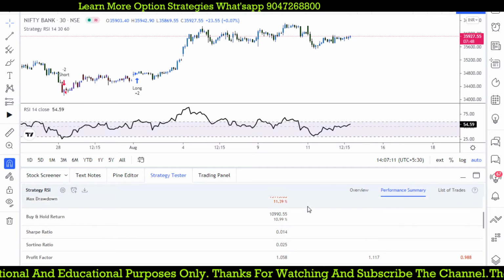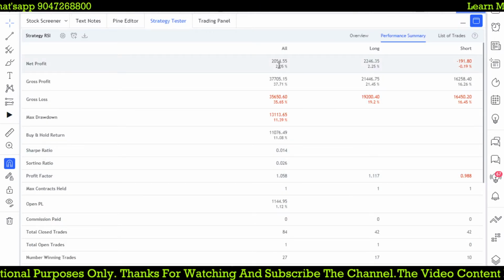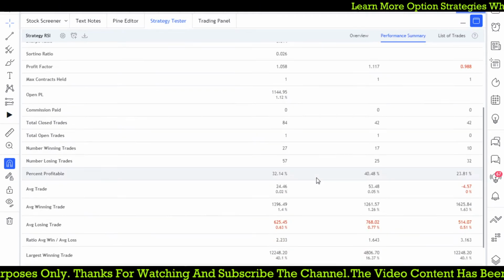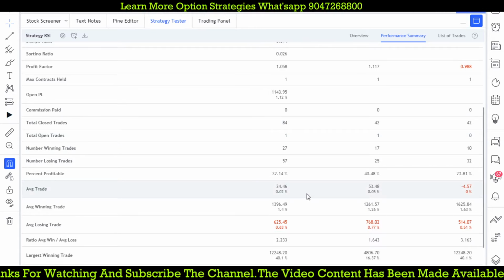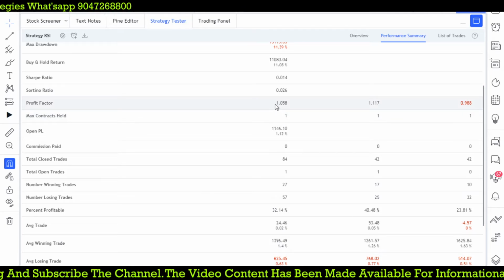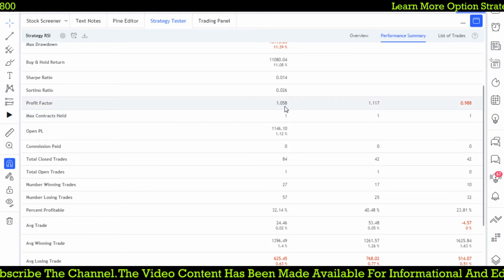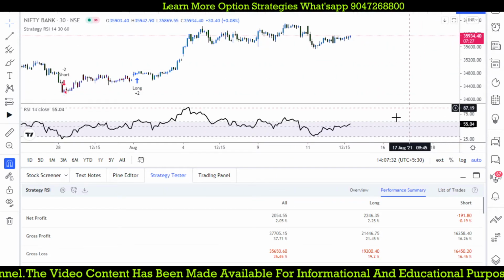And now I'm going to check the 30 minutes chart, where 30 minutes is not giving you such a great profit. If you check using the 30 minutes time frame, we got over 2000 points profit. Almost 84 trades were closed, and the profit factor for that is a little bit low compared to 15 minutes and 5 minutes. The overall profit factor is just one, right? So 30 minutes is not good for that strategy.